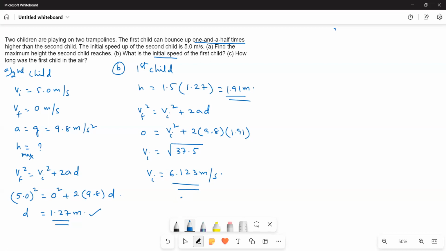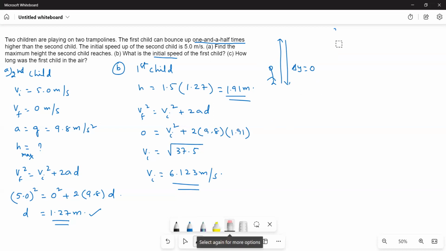Next, how long was the first child in the air? For that, what happens? How long means the child goes up. For example, here is the child. Then the child goes up and then comes back. Therefore, delta y is equal to 0. The displacement is equal to 0.